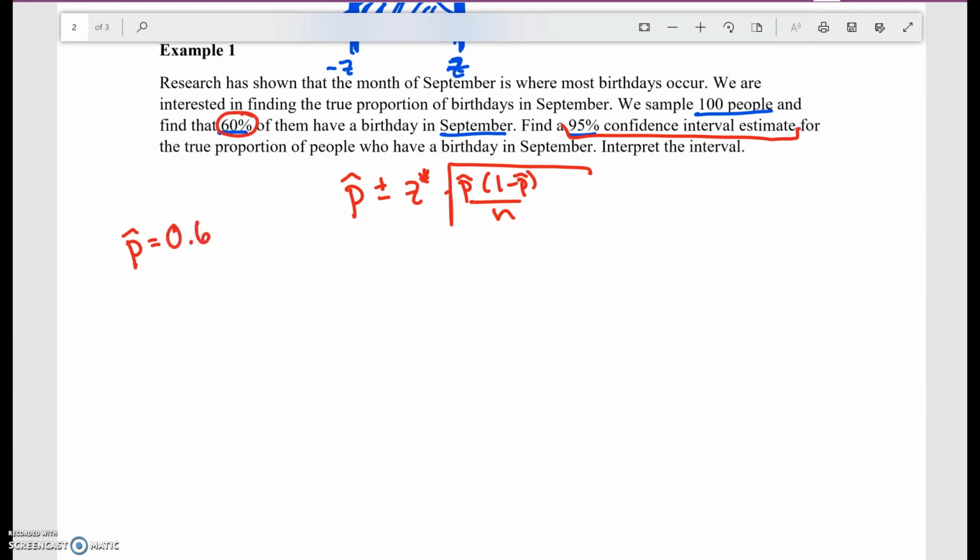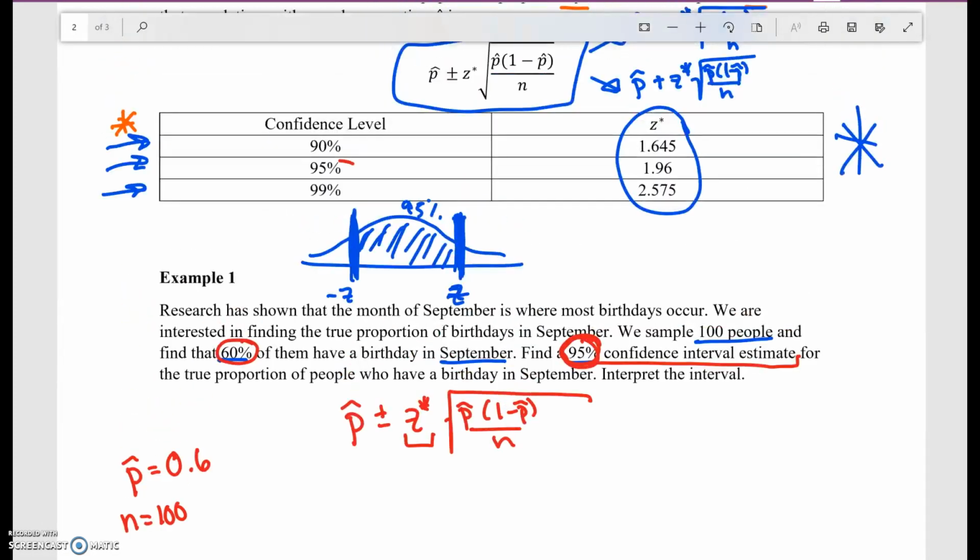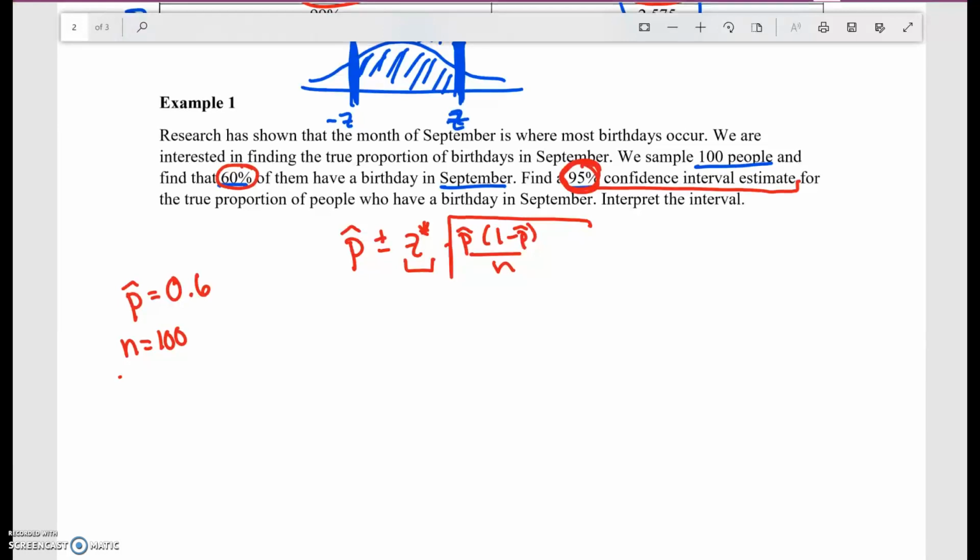How many people did we sample? Well, we sampled 100 people. So n in this case is equal to 100. Now we need to figure out what the z star is. How wide do I really want my interval to be? So z in this case is going to depend on the confidence interval estimate. Here, my confidence interval estimate is 95%. So 95% corresponds with a z value of 1.96. So this is going to be our z star. z star is going to be 1.96.